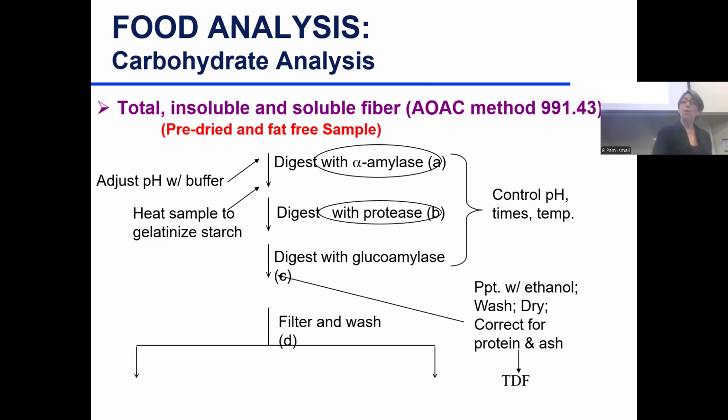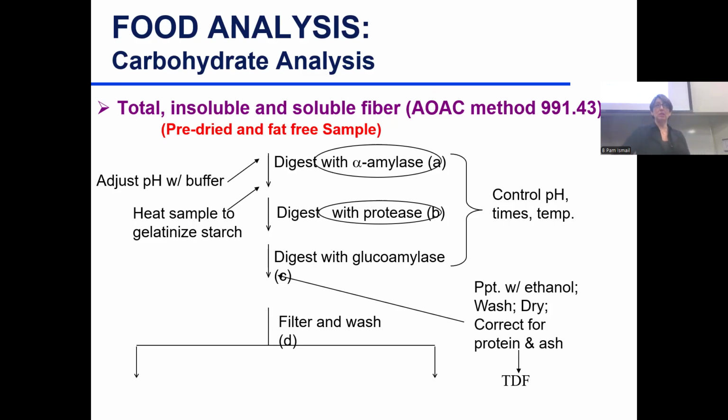Then we add glucoamylase because you might have some small oligosaccharides or short chain maltodextrin, so you really want to make sure that they're all converted to glucose. You add this glucoamylase and allow all of these to digest, with enough time. There's also a kit for dietary fiber, and it tells you the pH, temperature, and time combination at each step.